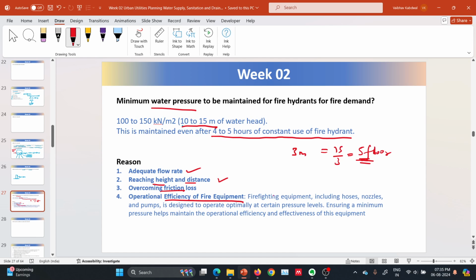So for overcoming the friction loss, we need to provide more water pressure. Then there is operational efficiency of fire equipment. The firefighting equipment includes hoses, nozzles, and pumps. These are designed to operate optimally at a certain pressure level. Ensuring a minimum pressure helps maintain the operational efficiency and effectiveness of this equipment. If minimum pressure is there, then only it can work effectively and efficiently.